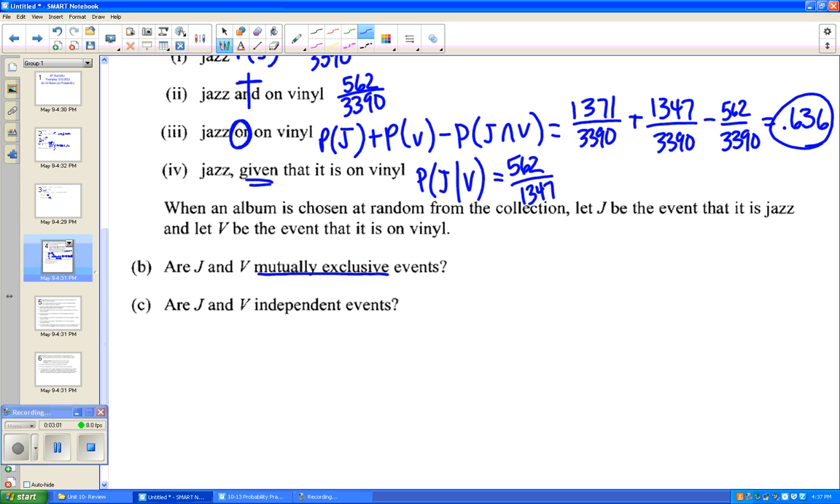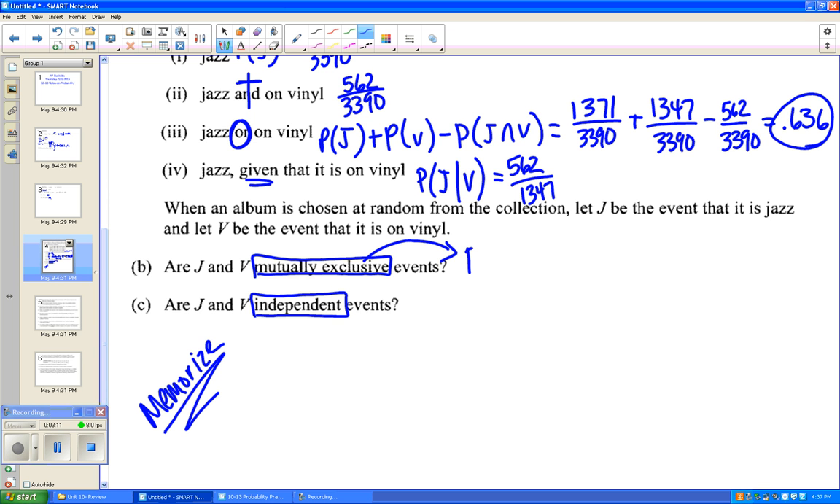So again, we're still continuing talking about jazz and vinyl. We're asked if they're mutually exclusive. In part C, we're asked if they are independent. These are two rules you must memorize. You are not given these. So mutually exclusive means they can't happen at the same time, which means the probability of having a jazz record and it's on vinyl, does that equal 0? Well, for us, it doesn't. We found out above that it does not equal 0, so they are not mutually exclusive.